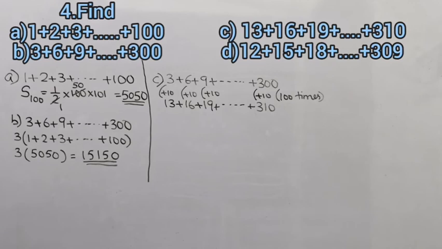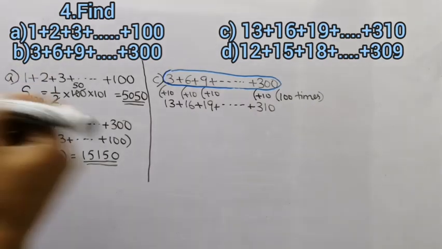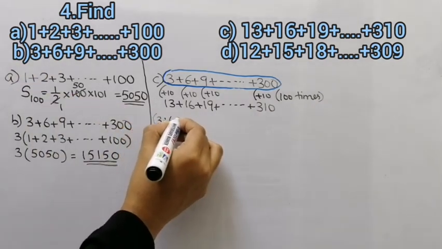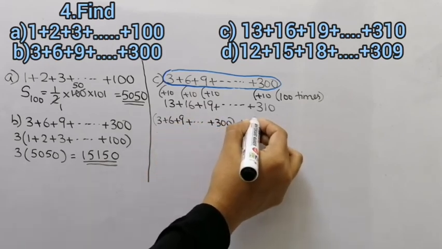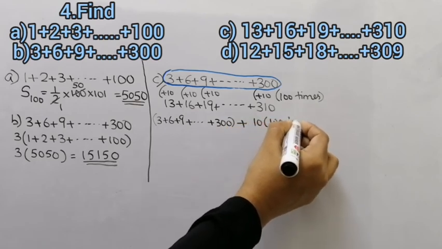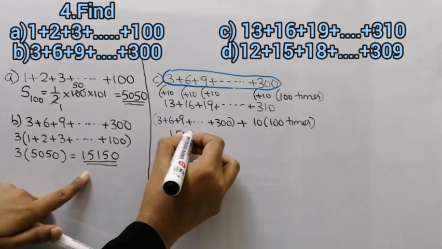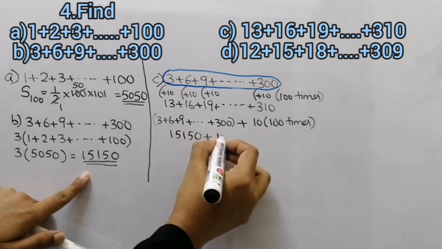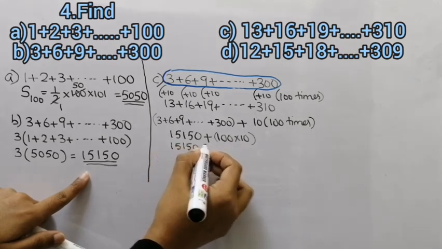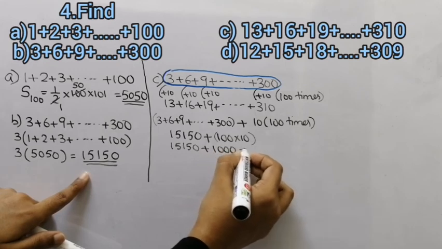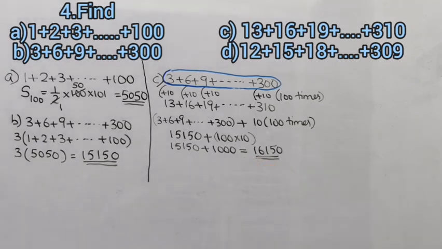So how do we do it? We know this sequence, 3 plus 6 plus 9 plus etc. up to 300, plus 10 how many times? 100 times. So for 3, 6, 9 up to 300, the answer is 15150. And 100 times 10, I am writing that in bracket: 15150 plus 1000, which is equal to 16150. This is the answer.